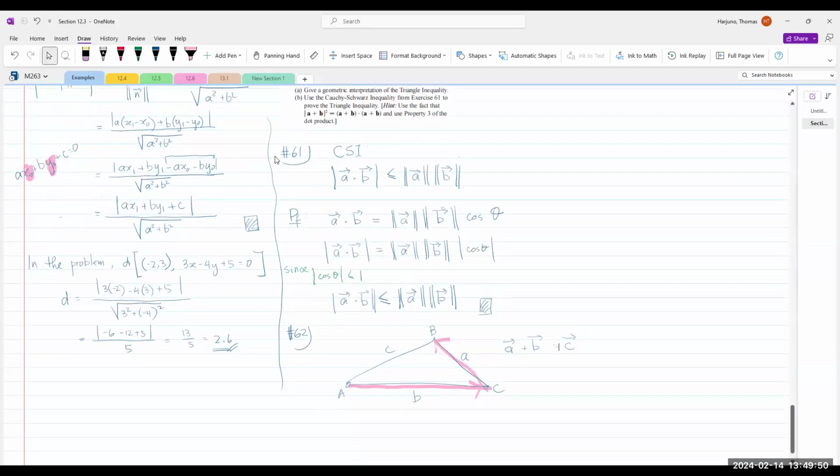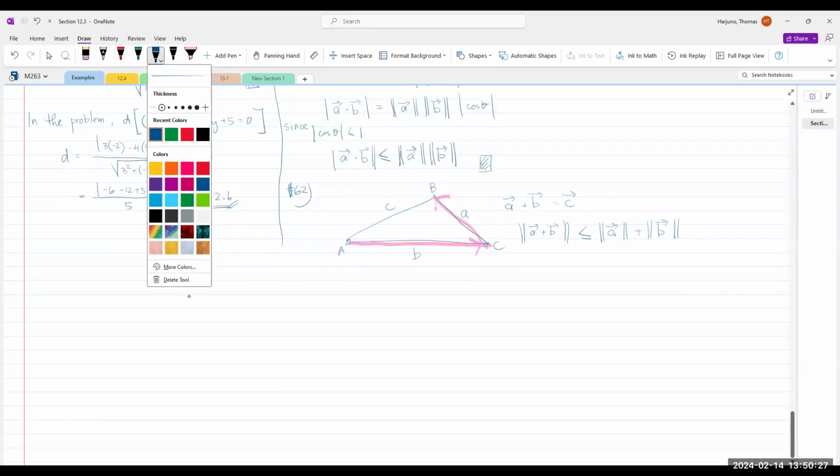Then show that the magnitude of vector C is less than or equal to the magnitude of vector A plus the magnitude of vector B. That's what we need to show. Of course, you cannot say, oh, you know what, we learned the triangle inequality in the past, so just use that. No, the idea here is, can we apply the triangle inequality using vectors? Okay, now let's start.